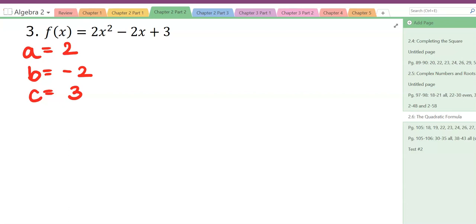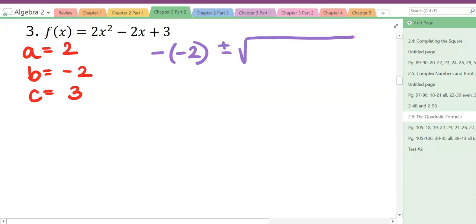Okay, so to plug it in, you're going to do the opposite of B. So this is going to take that -2 and make it become positive, because the negative of -2 is going to end up being a +2. So if you want to go ahead and just write it as a +2 right away, you can. Plus or minus big square root here.